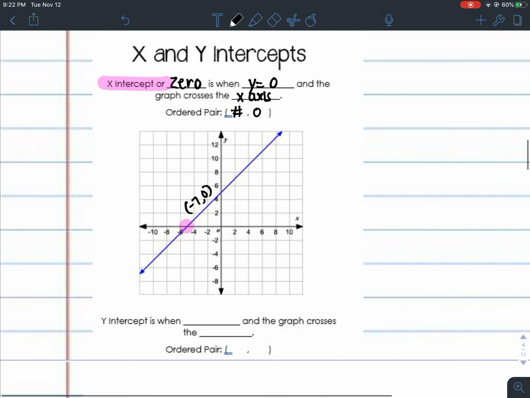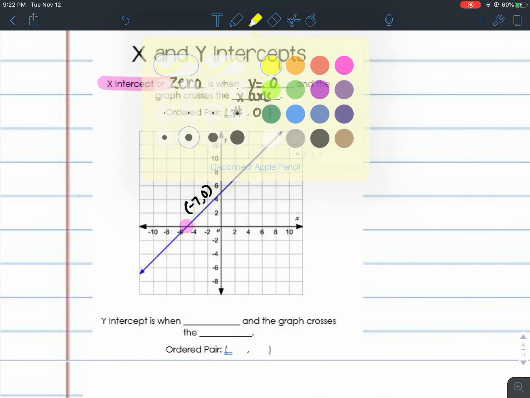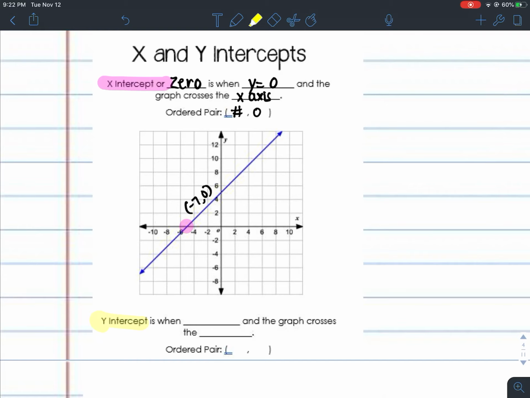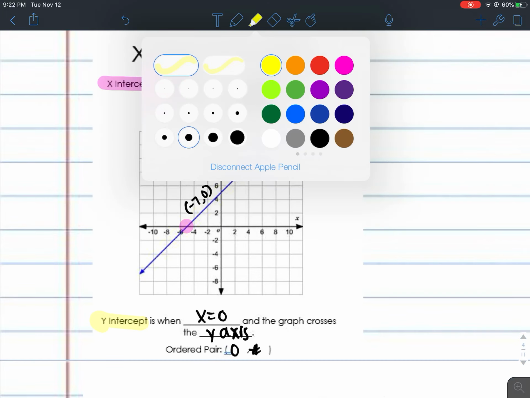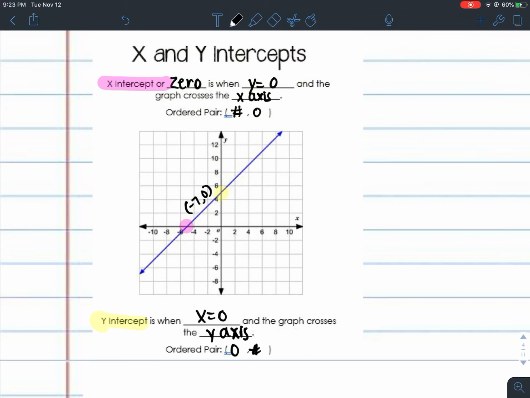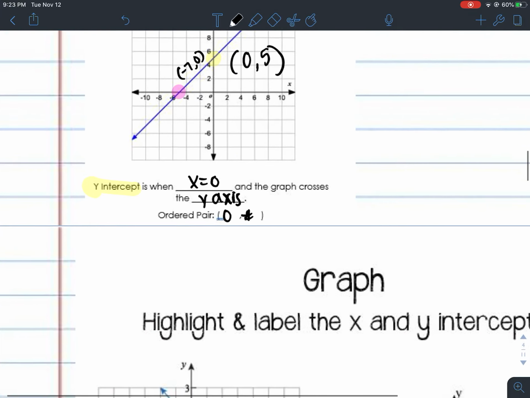So the opposite of that would be your y-intercept, which is when the y value is a number, but the x is 0, because you don't move left and right at all when you go to plot the point. So you're just going to go up or down, and the graph crosses the y-axis. So we're looking at 0 and then a number. Look right here, it looks like that point is 0, 5. So that's your general overview.